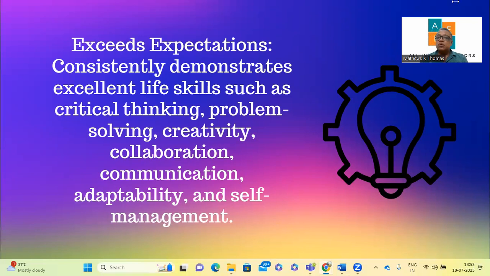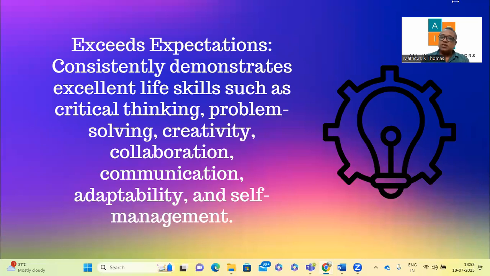Are they able to apply these life skills in real life? That's very, very important. And then give a grade on the basis of that. Are they able to solve problems? Are they creative? Are they able to collaborate with one another? Can they communicate with one another freely? Can they communicate with the teachers or elders freely?